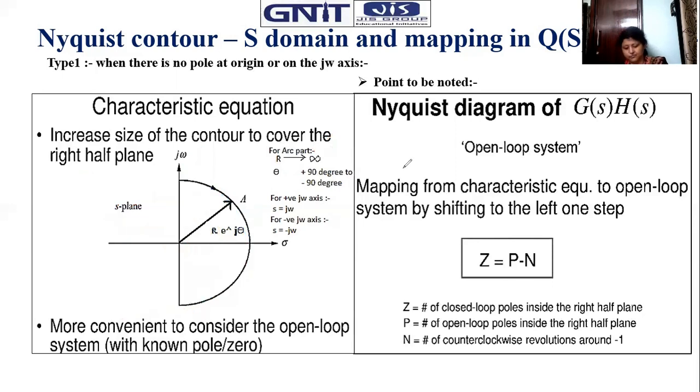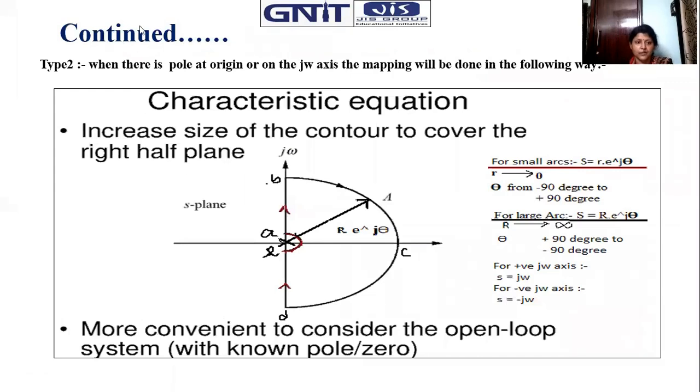Now for the other part, we consider s equals minus j omega, while omega is starting from minus infinity towards C.